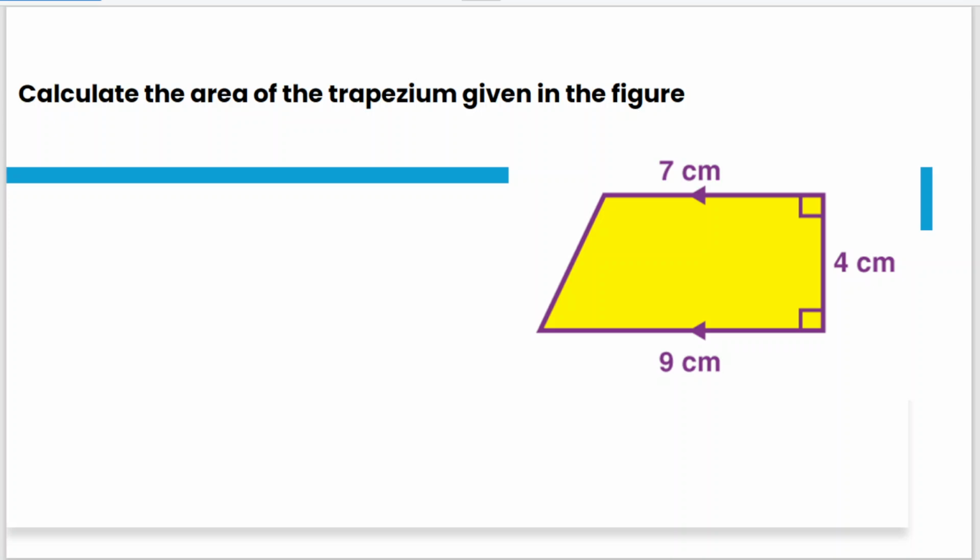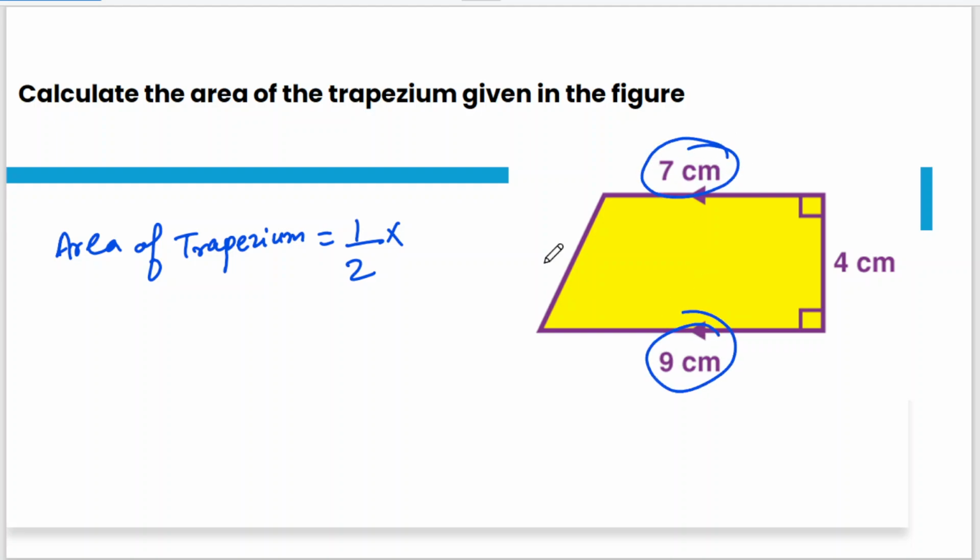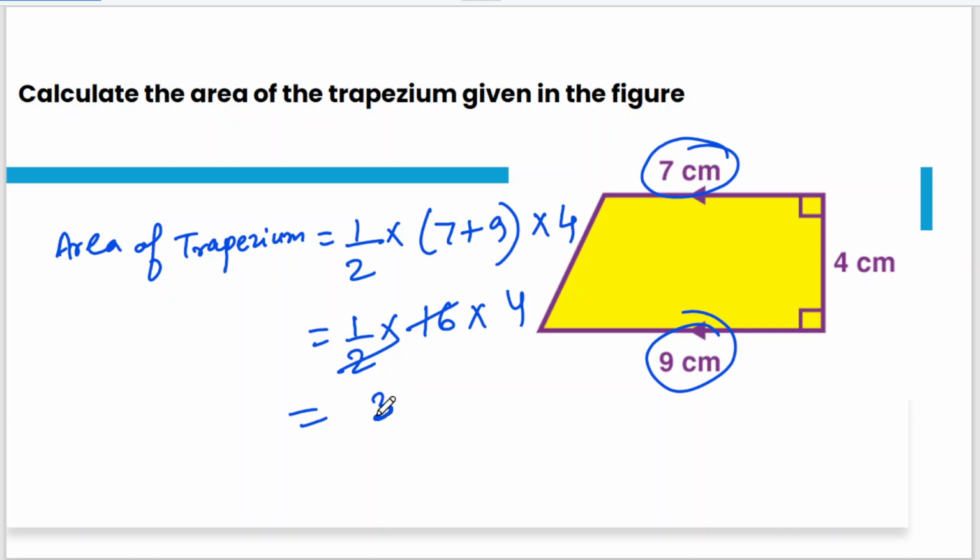Calculate the area of the trapezium given in the figure. So what is the area of the trapezium? Area of trapezium equal to half into sum of parallel sides. So what is parallel sides here? 7 and 9. So we can add them, sum of the parallel sides, and multiply it with the height. So it is half into 16 into 4. So you can cancel out. You can say it is 32 centimeter square. Okay, I'm not writing the units each and every step. That you can do yourself. Okay.